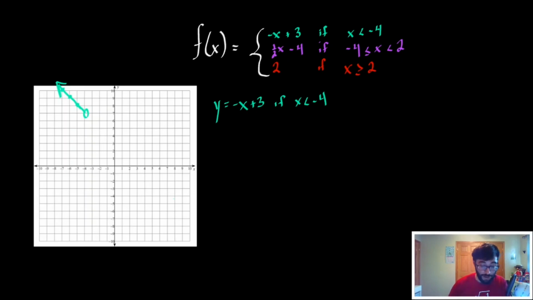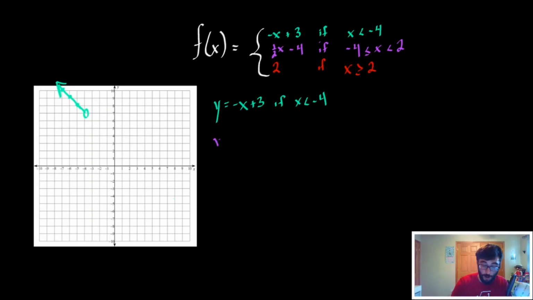That is the graph -x plus 3 if x is less than -4. You should see that since it's not equal to -4, it's strictly less than, we do stop at -4, but we use an open circle and not a closed circle. So that would be our first piece of the graph.